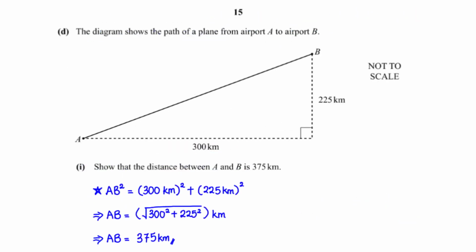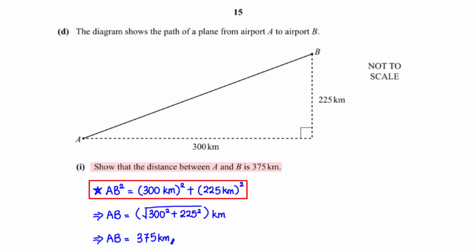The diagram shows the path of a plane from airport A to airport B. Show that the distance between A and B is 375 kilometers. Looking at the diagram, we have a right-angled triangle with the distance AB as the hypotenuse, and so we can apply the Pythagoras theorem to find AB.